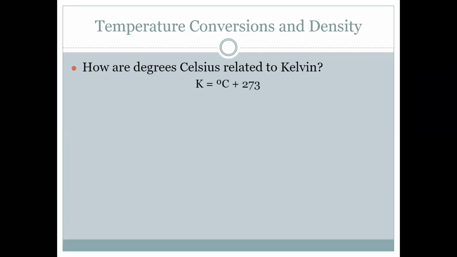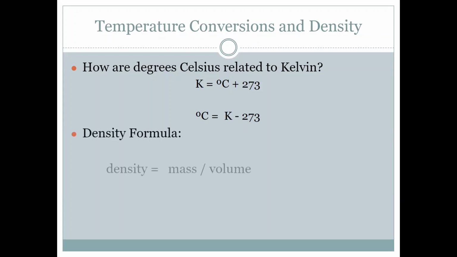Okay? So if you have a degree in Celsius and you want to know how many degrees Kelvin that is, you're going to add 273. And if you have a degree in Kelvin and you want to know how many degrees Celsius that is, you're going to subtract 273. It's super easy. Barely an inconvenience. Should not be very hard for you at all. Your density formula is going to be density equals mass divided by volume. Again, not a difficult formula to use. Super user-friendly.